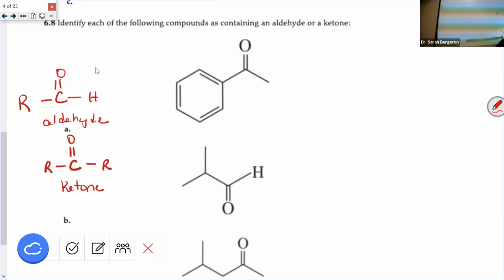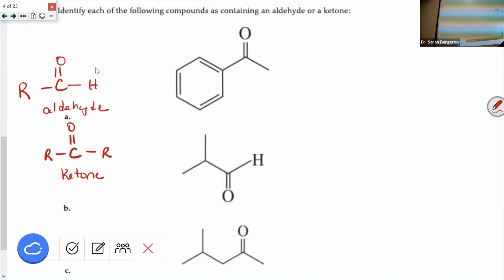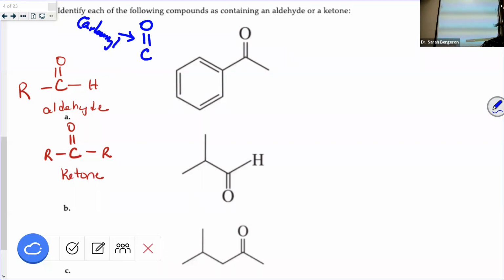Identify each of the following compounds as containing an aldehyde or a ketone. How do I know the difference between an aldehyde and a ketone? What's common between the two? I have them drawn for you. The carbonyl group. So this is our carbonyl. The carbon in the carbonyl group is what we're looking at to compare an aldehyde and a ketone.